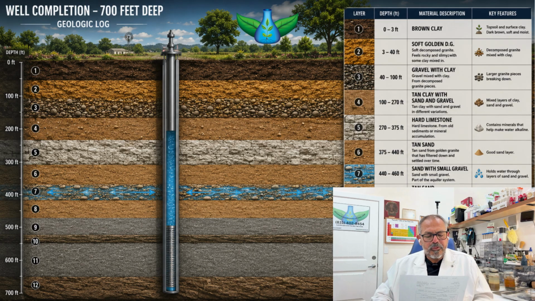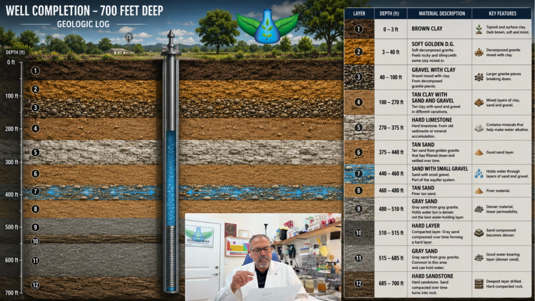Going deeper, from 375 feet to 440 feet, we have tan sand. This sand comes from golden granite that has broken down and settled over time. From 340 to 460 feet, we have sand with small gravel, which is part of the aquifer system. That's how the ground holds water, through layers of sand and gravel, and that's where we found most of the water. From 460 to 480 feet, we have tan sand, which is the finer material.